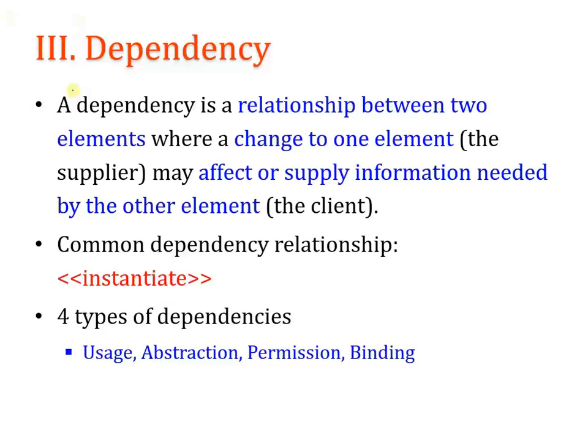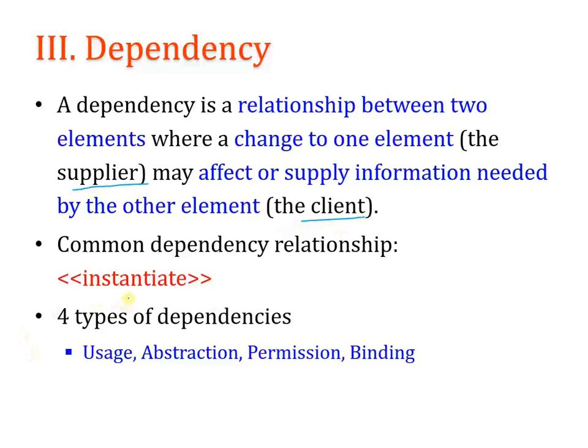First, we will be getting into an introduction of what is the dependency relationship. This is a relationship between any two elements, naturally classes, where a change in one element, which we call the supplier, may affect or will be supplying certain information to the other element. For example, if there are two classes which have a dependency between them, then a change in one class will alter the information present in the other element. So the changed element is called the supplier and the affected element is called the client.